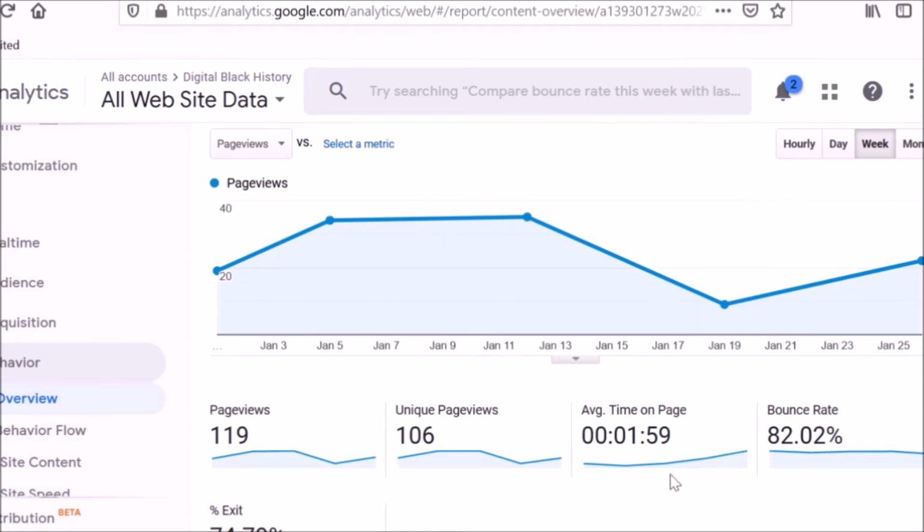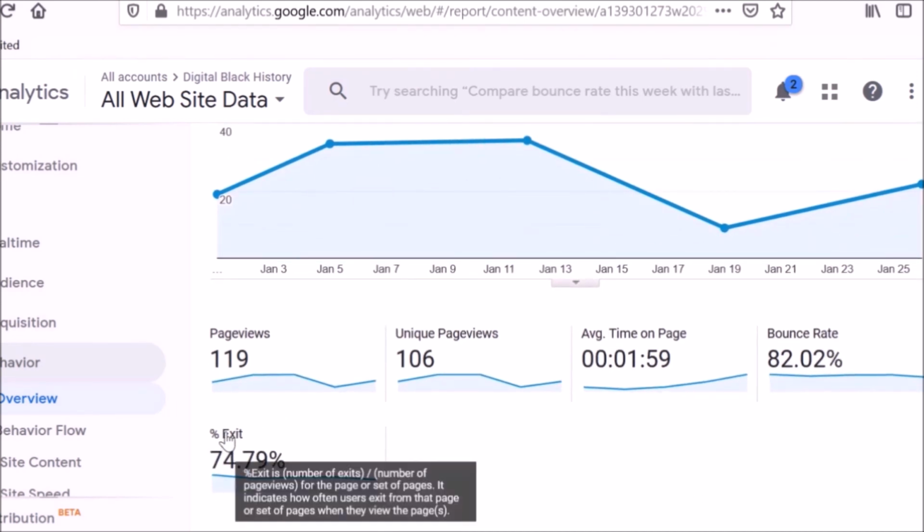You also get the average amount of time that's spent on a page, the bounce rate percentage, and the exit percentage. The exit percentage is the number of exits divided by the number of page views for that page or set of pages within your website. Basically, it indicates how frequently people are going to exit from that page whenever they view that page.